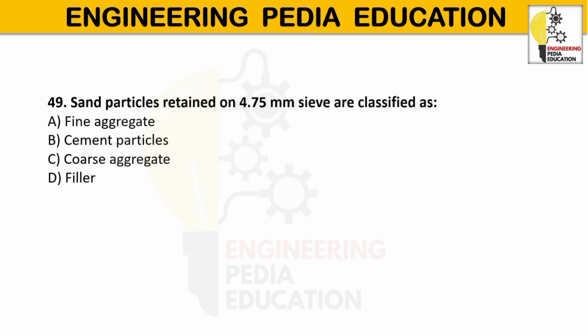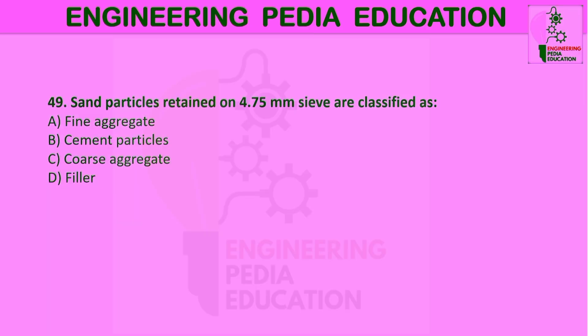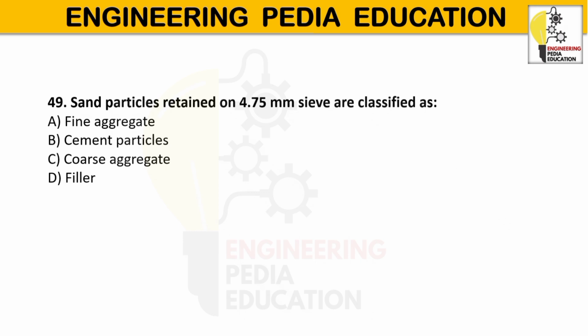Sand particles retained on a 4.75 mm sieve are classified as: fine aggregate, coarse aggregate, cement or filler. So the correct answer is: retained on the 4.75 mm sieve is called coarse aggregate, and passing through this 4.75 mm sieve is called fine aggregate.